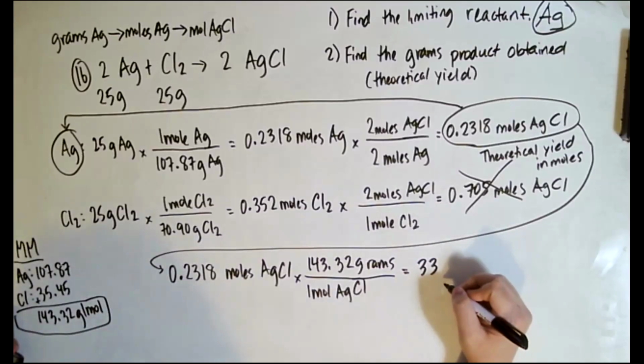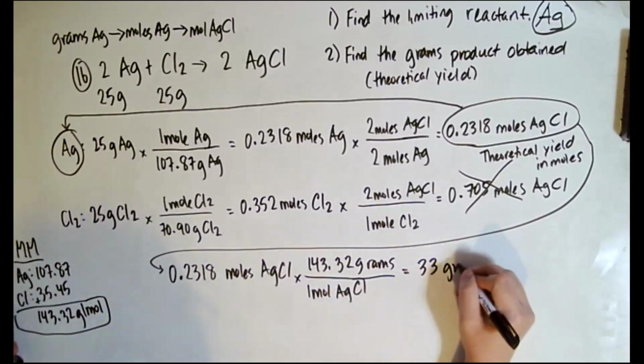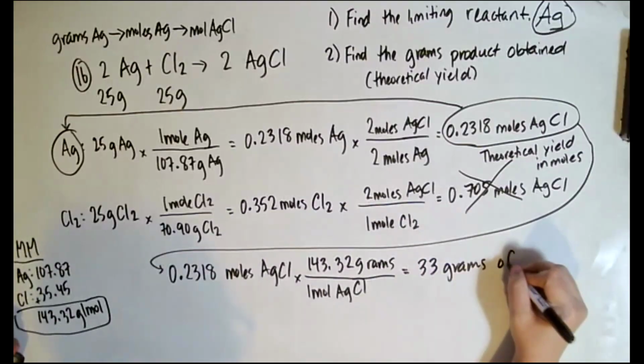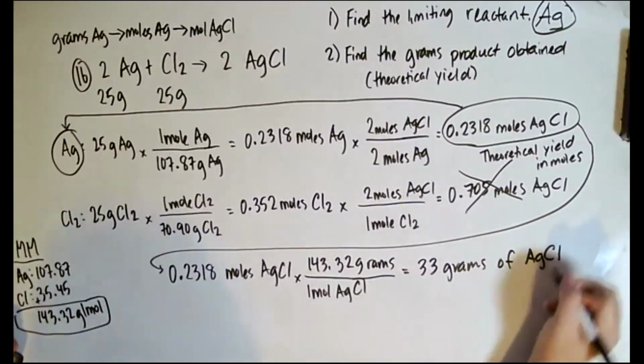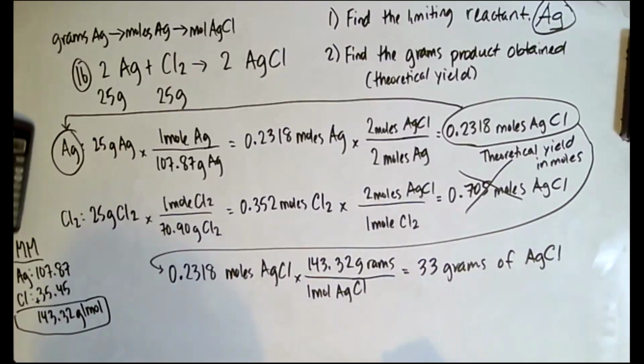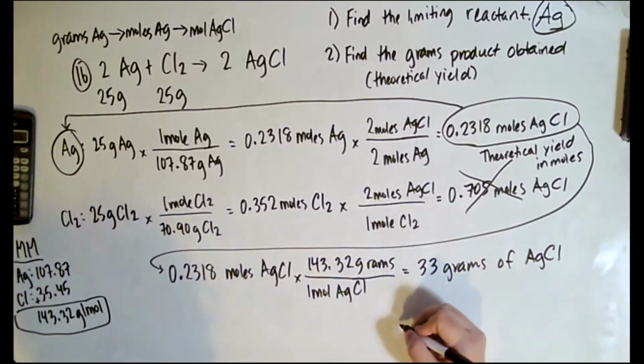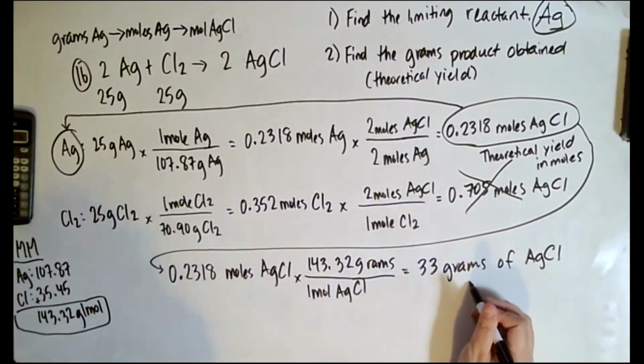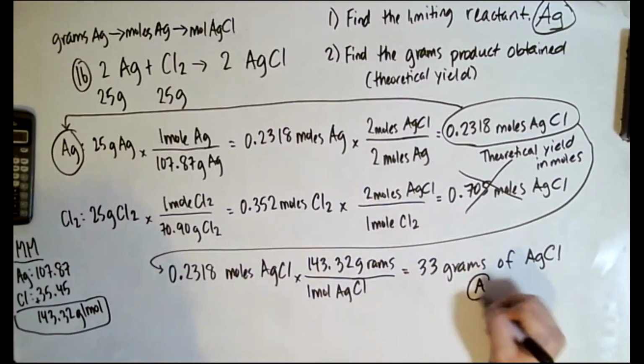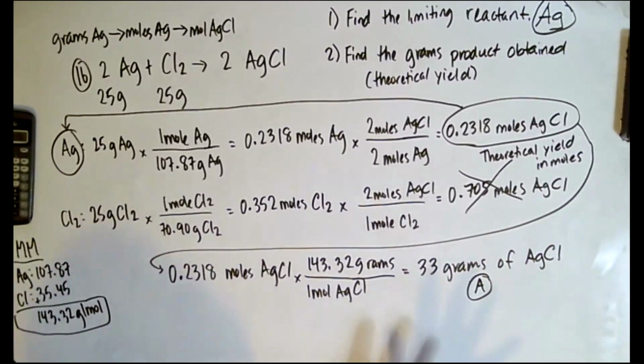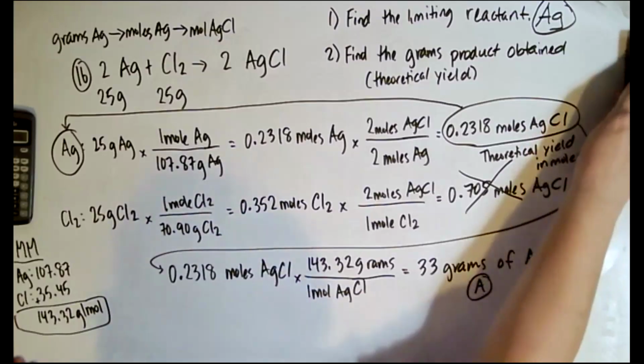So I'm going to end up with 33 grams of AgCl at the end of my reaction when I run out of silver. Okay. So my limiting reactant is silver, and I'm going to have 33 grams of my AgCl. That is going to be choice A out of my multiple choice options. Okay.